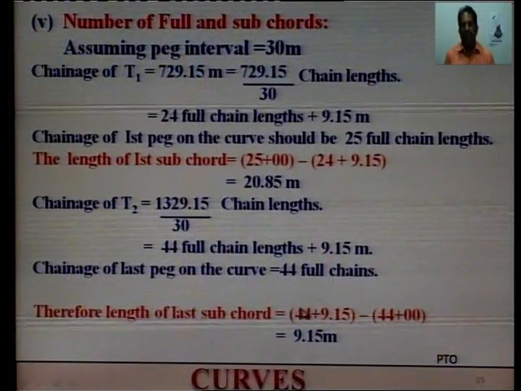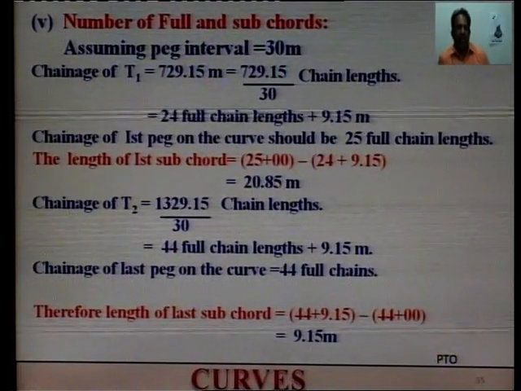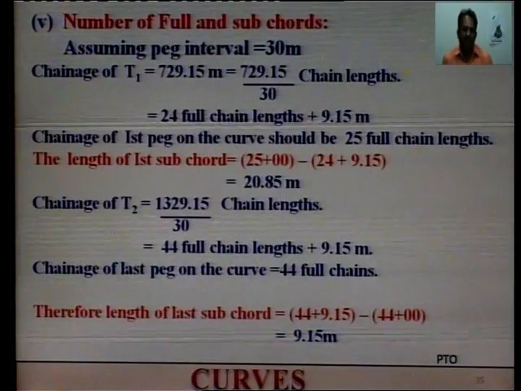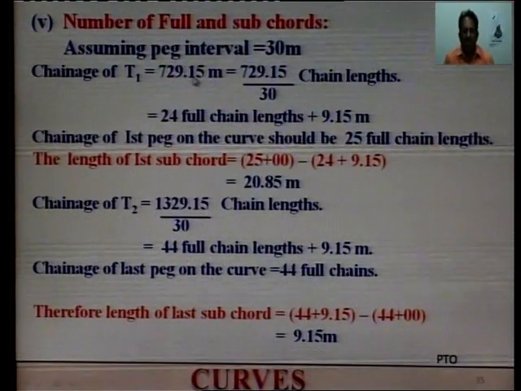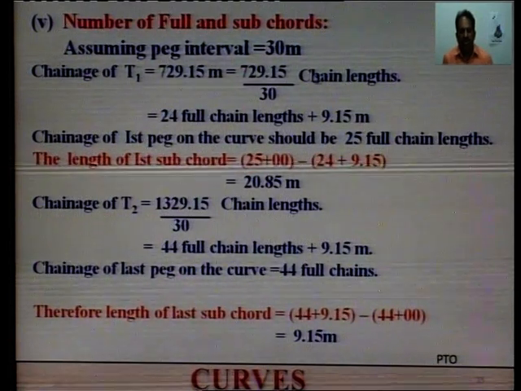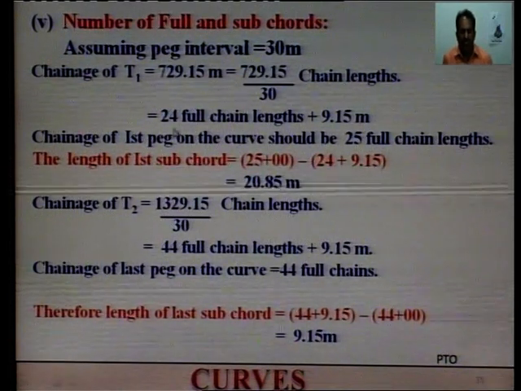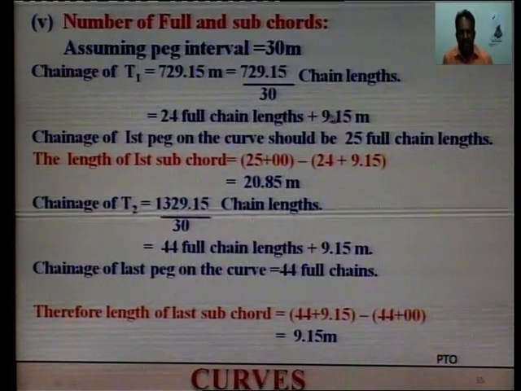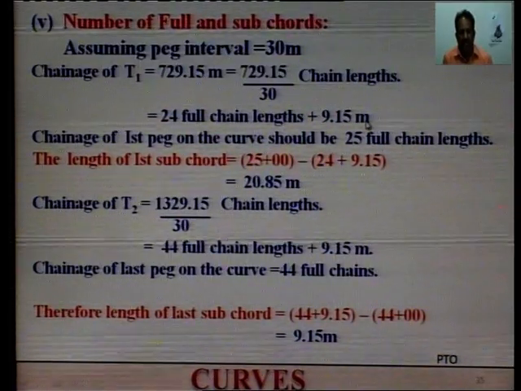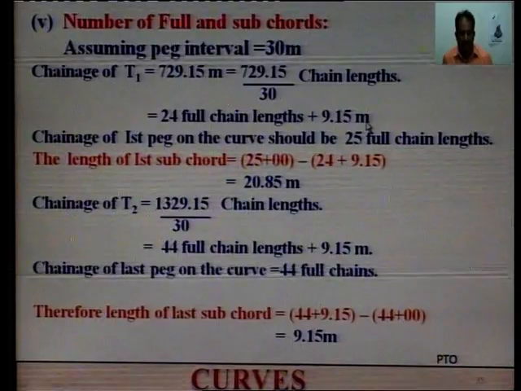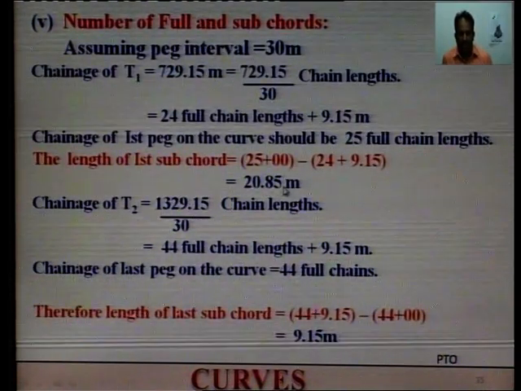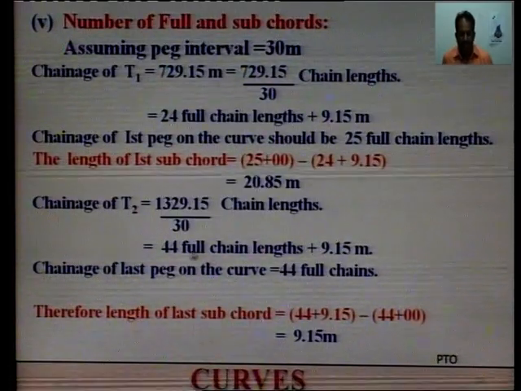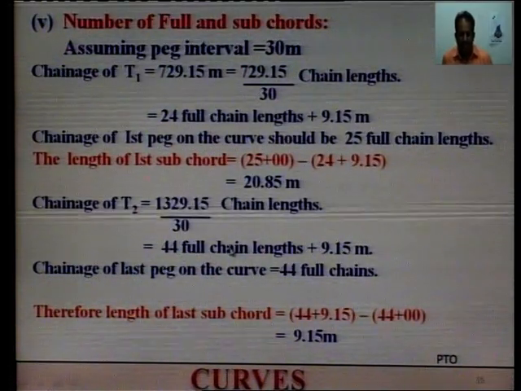What is more important in this numerical is how we find out the full length of chords. So, we assume the peg interval as 30 meters, and the chainage of T1 divided by 30 comes out to be the chain length. So, 24 full chain lengths of 30 meters plus 9.15 meters, this is the first subchord. The length of the first subchord comes out to be 20.85 meters to make it a whole number. So, there will be 45 full chain lengths of 30 meters.